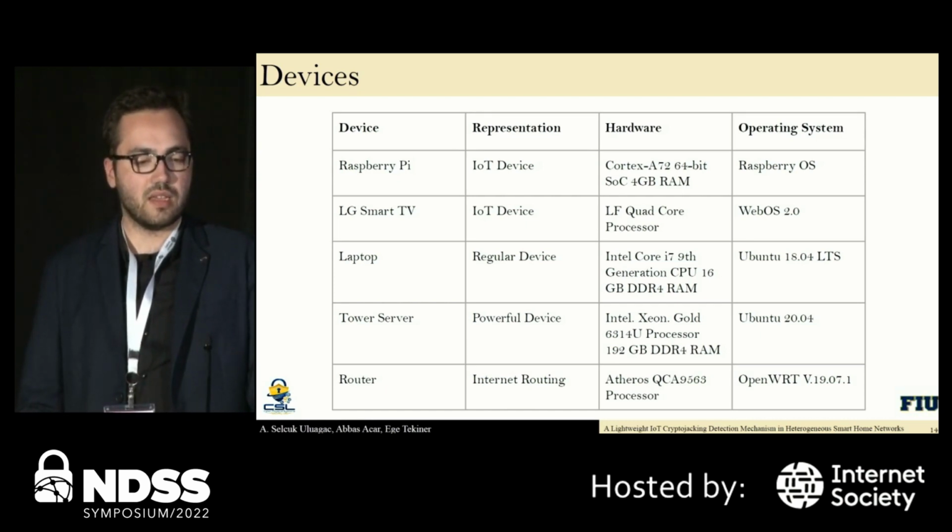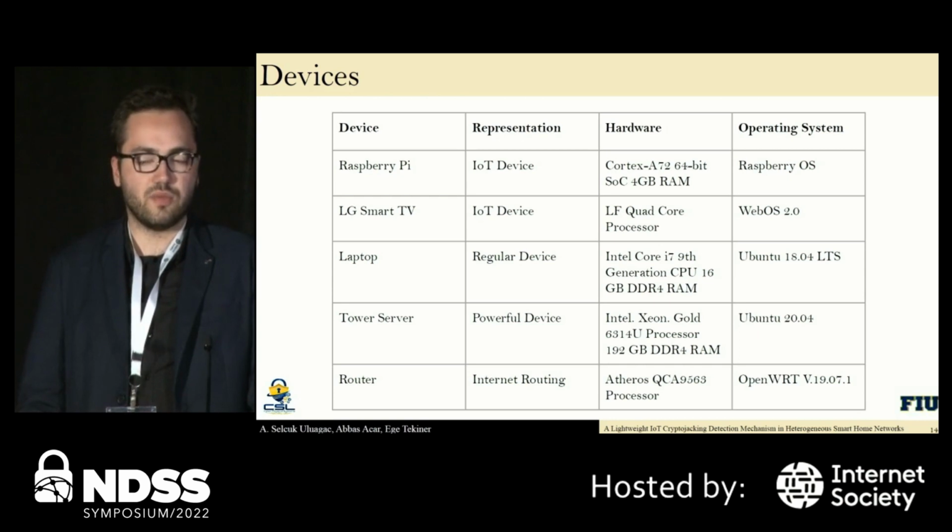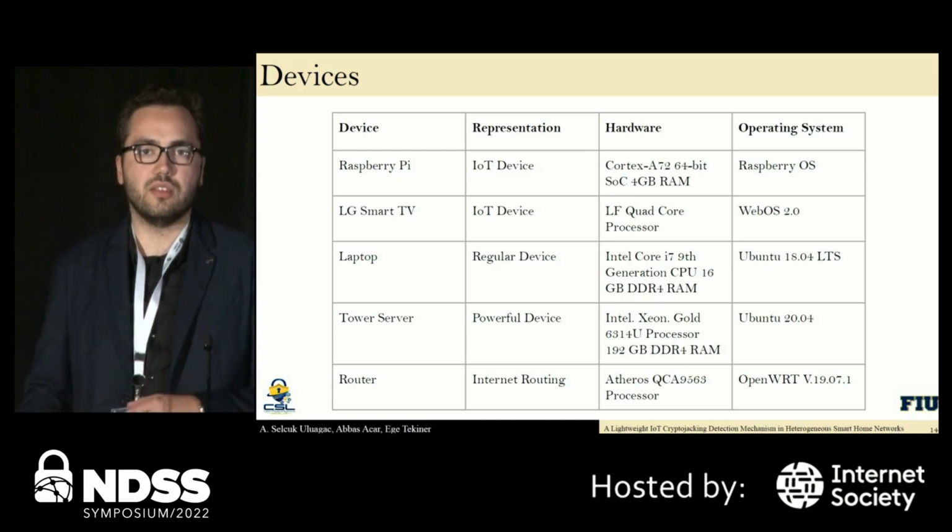To represent IoT devices, we use a Raspberry Pi 4 and an LG Smart TV. For regular daily usage devices, we use a laptop with average features. We also had a tower server, which represents a powerful device, and we have a router that allows the devices inside the network to connect to the internet.